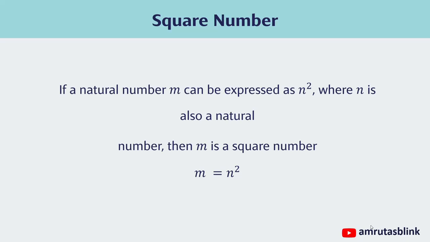So basically, what do we mean by a square? How do you get a square? When you multiply the number by itself, you get the square of that particular number. Now we'll see squares of natural numbers starting from 1 to 30. It's always good to learn square numbers at least from 1 to 30 for your easy calculations.